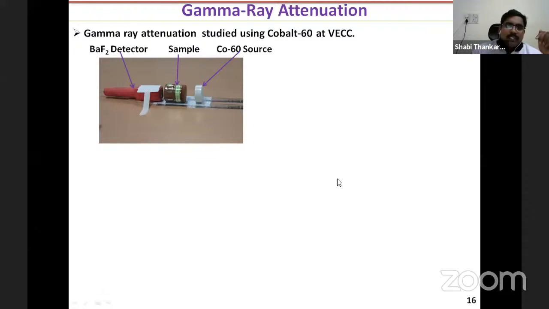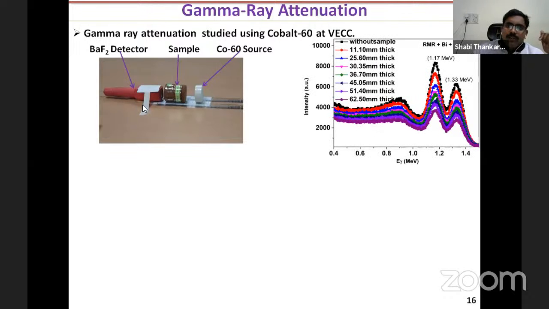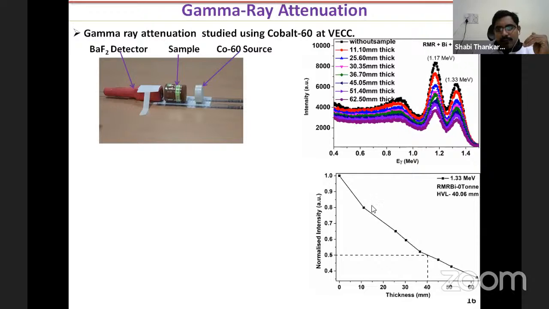We did the gamma ray attenuation at the Variable Energy Cyclotron Centre at Calcutta. We placed a cobalt 60 source and our red mud sample, and then used a barium fluoride detector. We varied the thickness of our sample. You can see that when you increase the thickness, the attenuation also increases, for the 1.17 as well as 1.3 MeV energies. From that, we found the half value layer by plotting the intensity versus the thickness. At nearly 40 mm thickness, this red mud sample attenuates half of the beam.